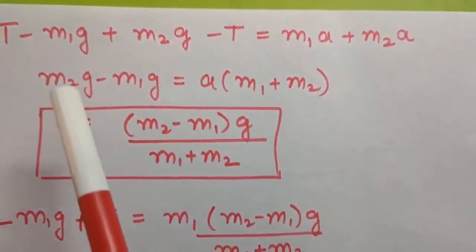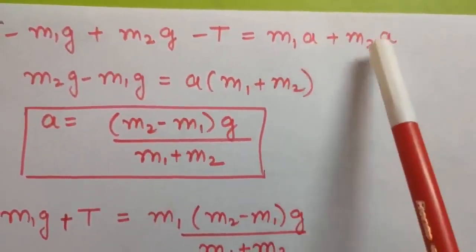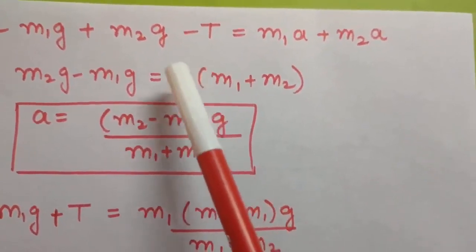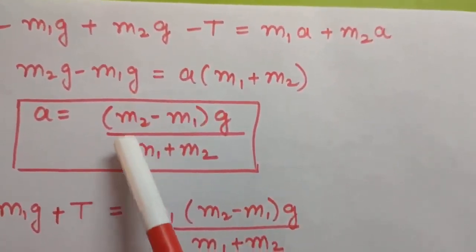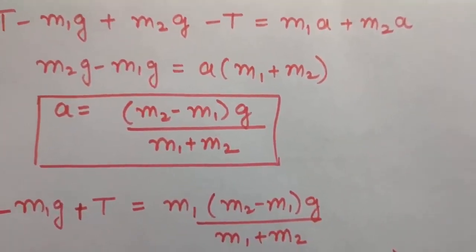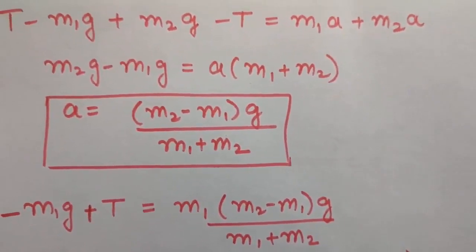You will be left with m2g minus m1g, and this is equal to, taking a common, m1 plus m2 times a. From here you can easily calculate the value of acceleration. That comes to be (m2 minus m1)g upon (m1 plus m2). So this is the value of the common acceleration with which the masses will be moving.